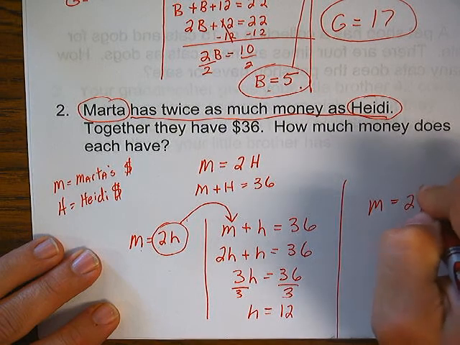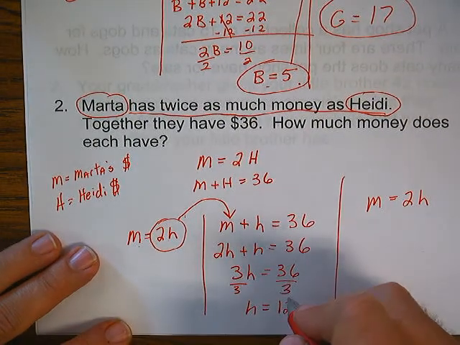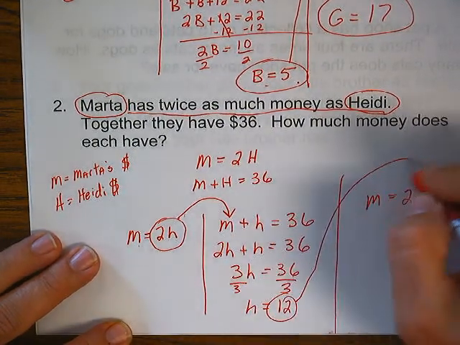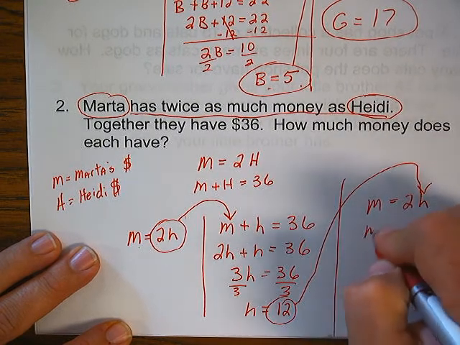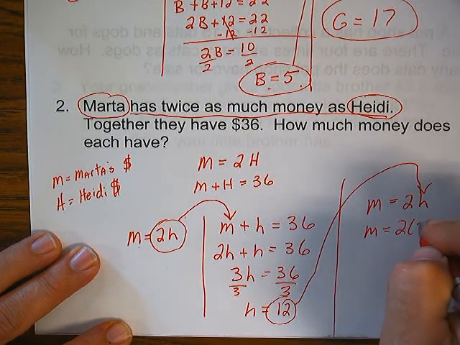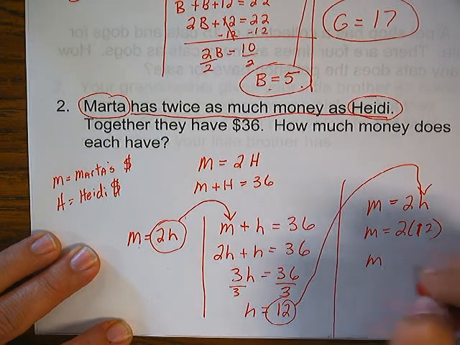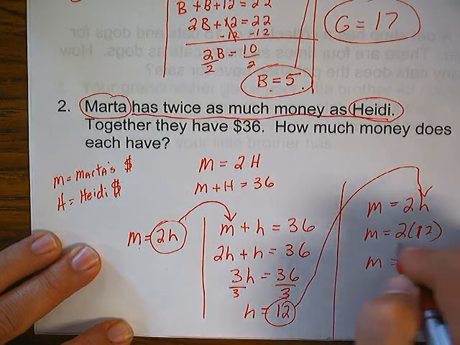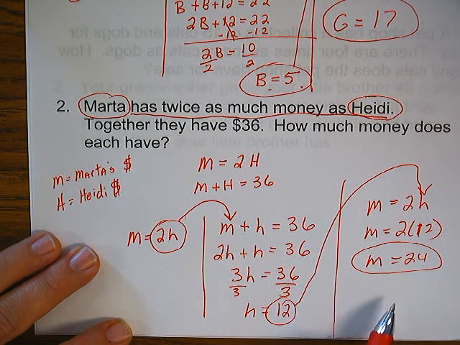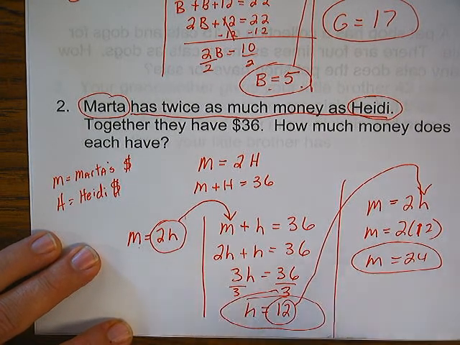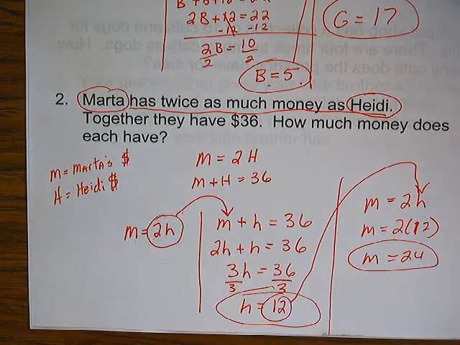I'll take this one. Okay, and I'm going to substitute 12 in for H. So Marta equals 2 times 12, which is $24. So Heidi has 12. Marta has $24. Okay. Next example.